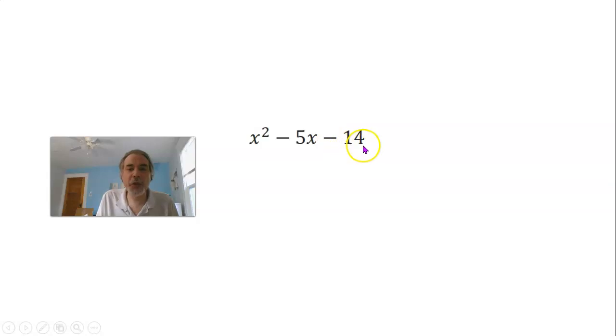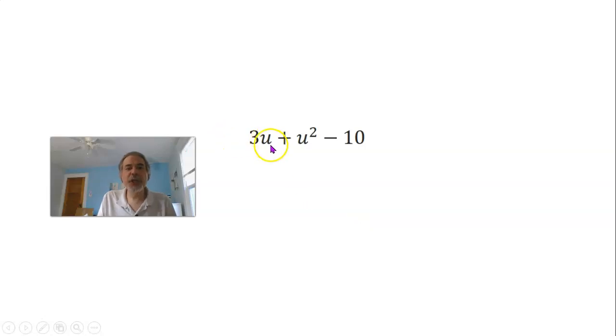We need numbers that multiply to negative 14, so one of them is going to be positive and one of them is going to be negative, and that add up to negative 5. That would be x minus 7 times x plus 2.